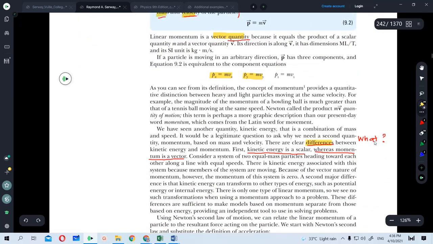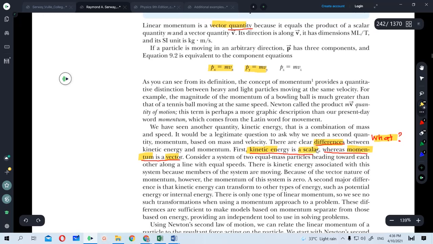Now let's have a look at the concept regarding the difference between kinetic energy and momentum. First and foremost, we just mentioned that momentum is a vector, whereas kinetic energy is a scalar, so it's purely a value.